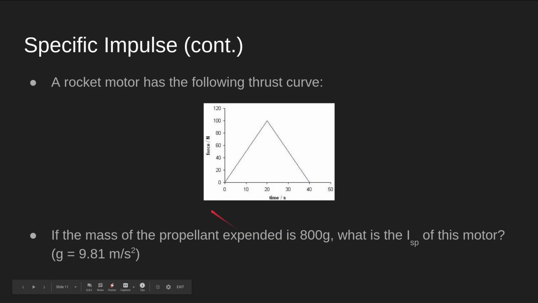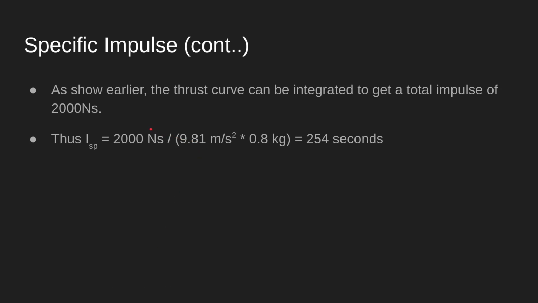So here's a quick problem. We have the same thrust curve from earlier. If the mass of the propellant expended by the motor with this thrust curve is 800 grams, what is the ISP of this motor? Just assume g naught is 9.81 meters per second squared. So we'll just plug that right into the formula. We remember from earlier that that thrust curve has an impulse of 2,000 Newton seconds. Therefore, the ISP is the impulse divided by g naught, which is 9.81, times 0.8 kilograms, and that'll give you 254 seconds if you compute that.